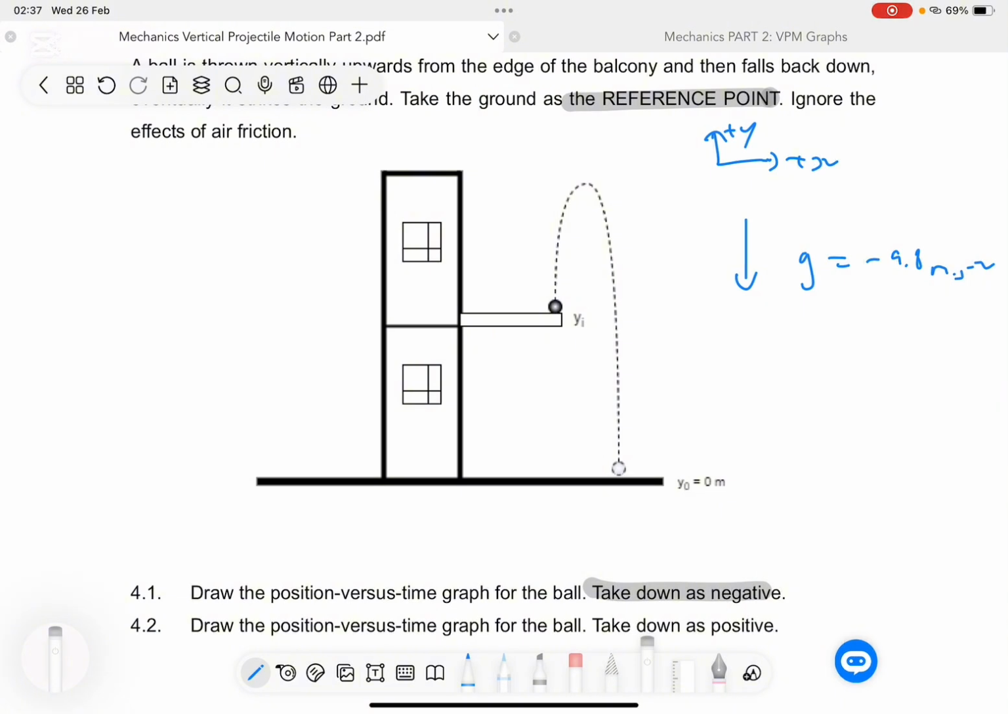And as you can see, our initial position yi is equal to some height above the reference point. Maybe it can be 10 meters or 15 or whatever, but it is not 0. It is a height here, a vector that moves from 0 to here.